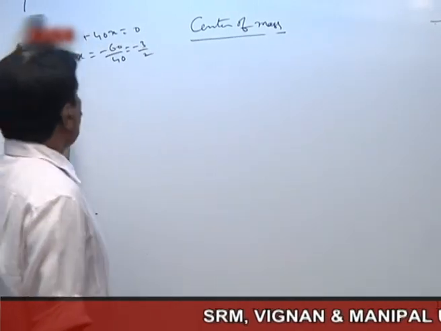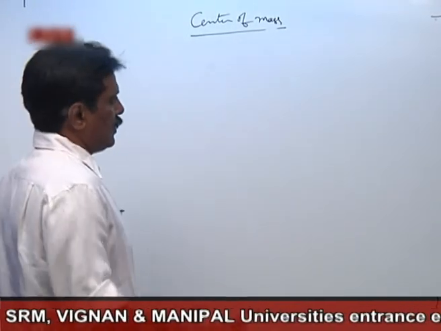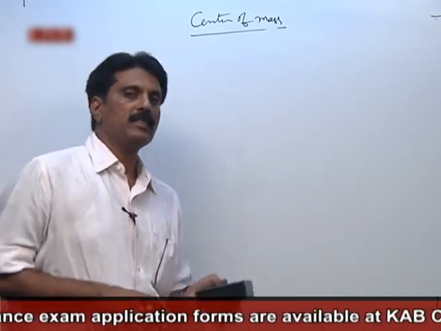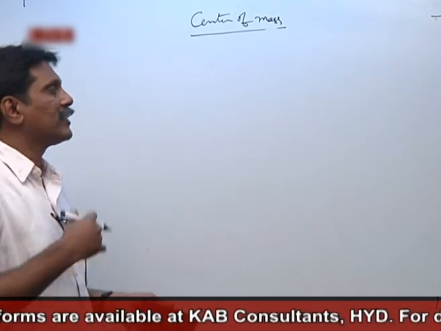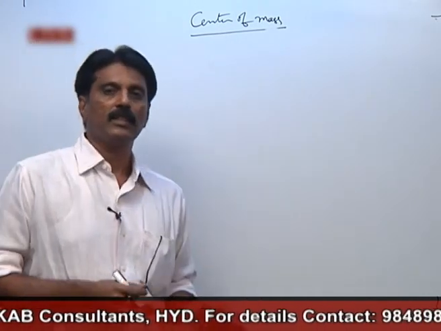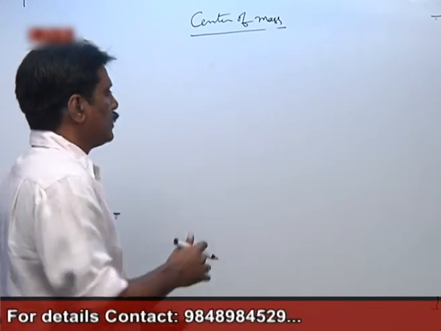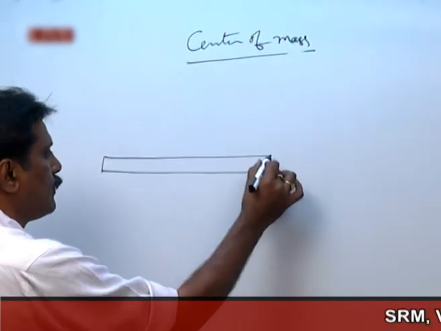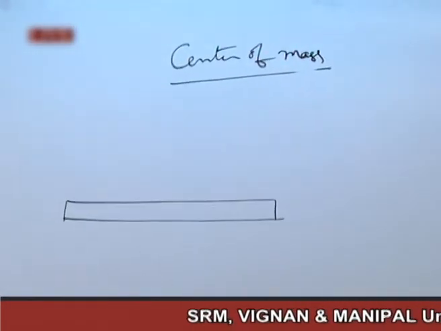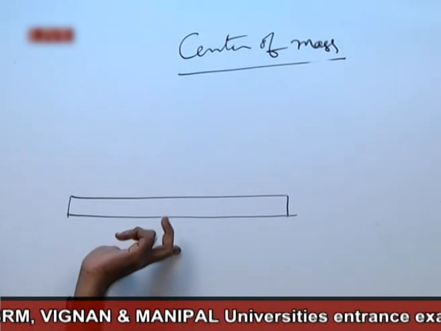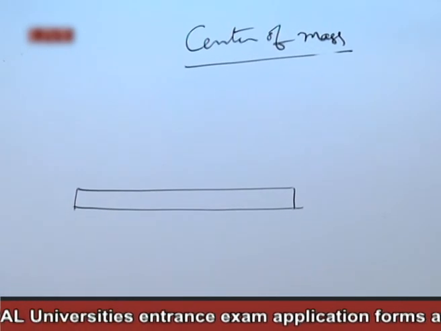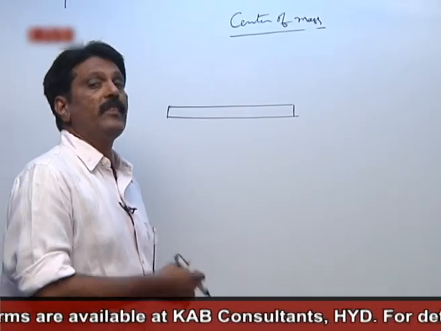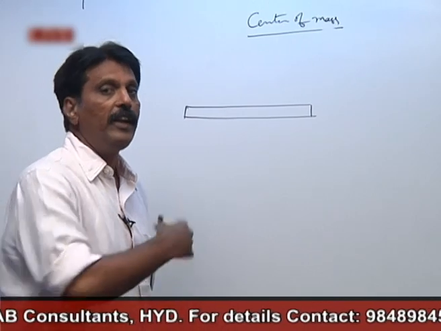Now we know how to find center of mass for particles if their masses are individually given. Now let us see how to find it if the mass is extended or continuous, like this. Suppose this is a metal rod. You are asked to find what is the center of mass. Where is the center of mass? So this is an example for finding center of mass of an extended body or continuous body.